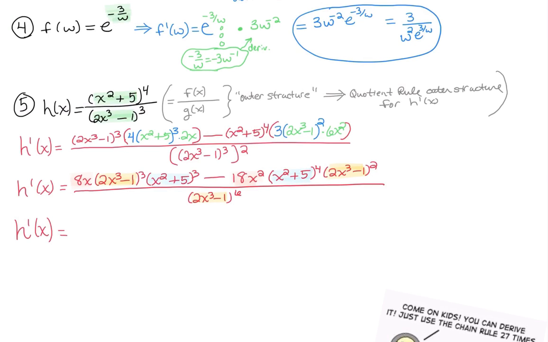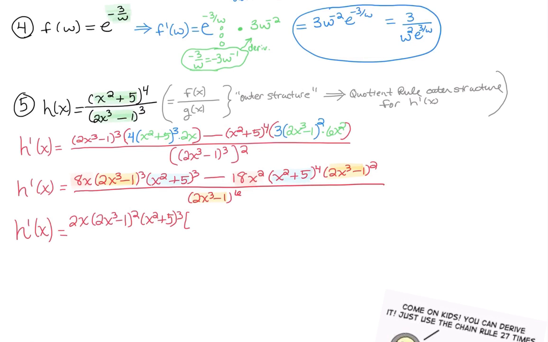So from the 8 and the 18, I can factor out a 4. No, I can factor out a 2. Sorry, I can factor out a 2. And from x and x squared, we can bring out an x. With the 2x cubed minus 1 binomials, I only have a squared in the second term, so that's all I can pull out. With the x squared plus 5 binomials, it's only to the third in the first term, so that's all I can factor out.